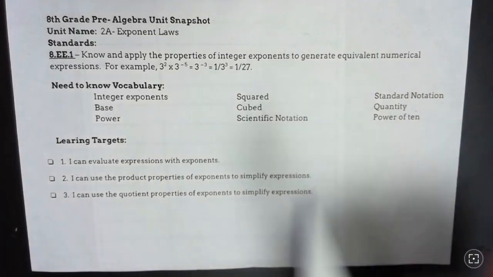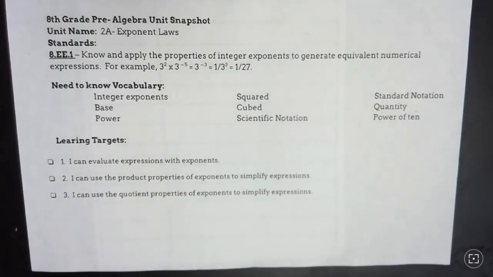So I have the state mandated standard that we're trying to address, and it says that students should be able to know and apply the properties of integer exponents to generate equivalent numerical expressions. And it gives you a little example. So for example, you should know that 3 squared times 3 to the negative 5th equals 3 to the negative 3rd, or 1 over 3 to the 3rd, which then would translate to 1 over 27. We won't get that far today, but we're going to work our way towards that.